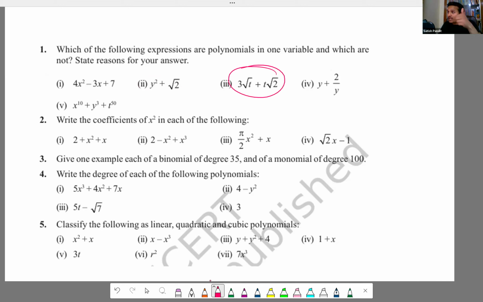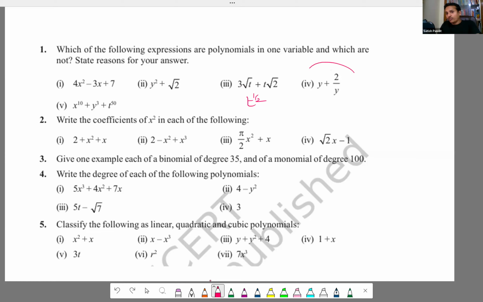No. Some people are showing a thumbs up. It is no. Root t: t is a variable here. Root t means t power half, right? Half is not a whole number. So this is not a polynomial. Yes or no, everyone? This is not a polynomial because the power cannot be an integer or a fraction. Here it's actually a fraction.